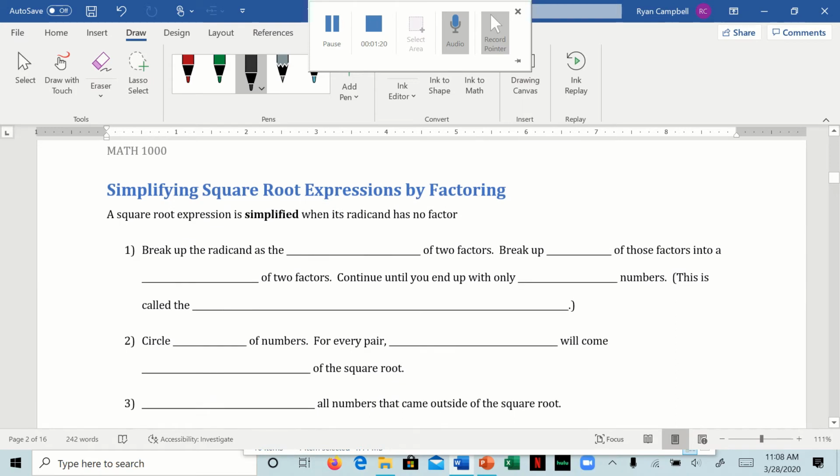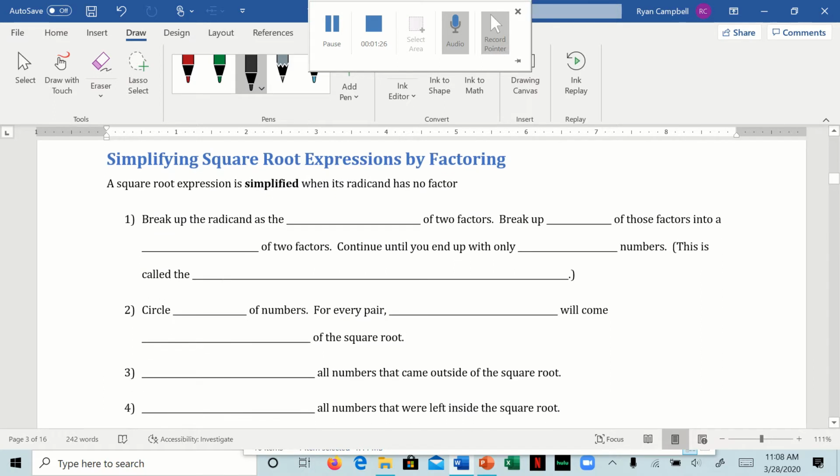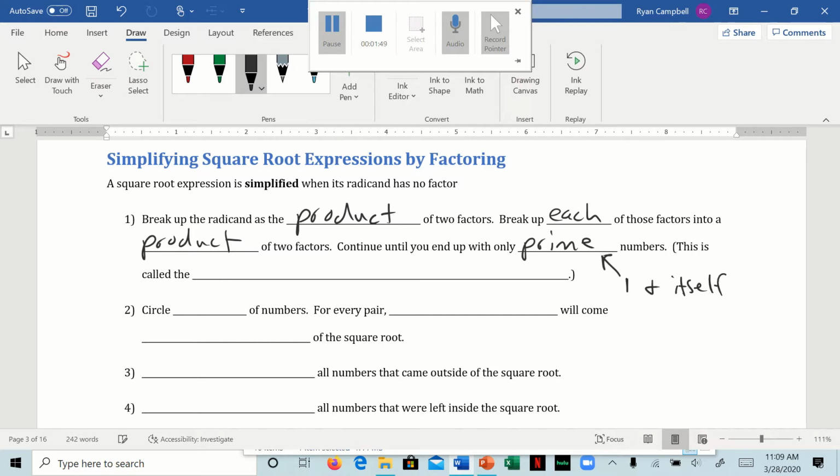So let's talk about simplifying these. So this is the way to simplify. First, we need to break up the radicand into a product of two factors. Then we break up each of those factors into a product of two more factors. We can continue this until we only end up with prime numbers. Remember, prime numbers means that the only factors are 1 and itself. So ultimately this is called the prime factorization, in case anybody was curious.